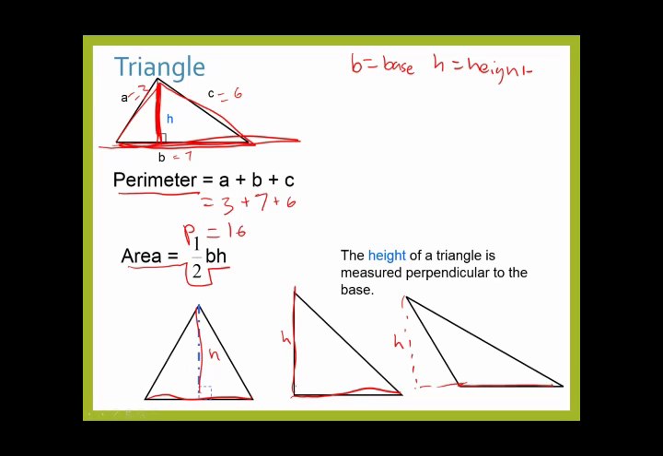And so for this triangle in particular that we're already working on, let's say the height is 3. We know the base is 7, so we have 7. Then we have 1/2. So 7 times 3 is 21. 1/2 of that is equal to 10.5.